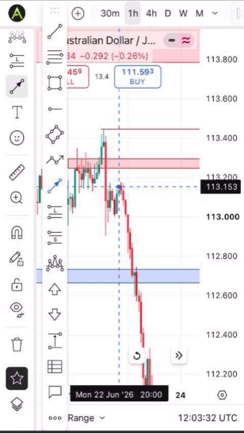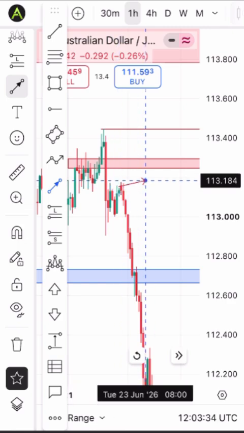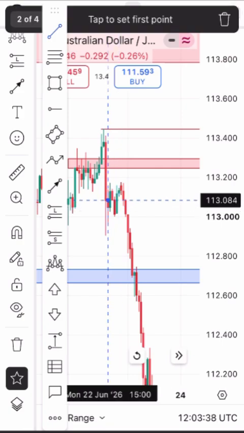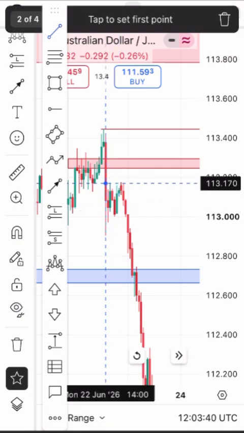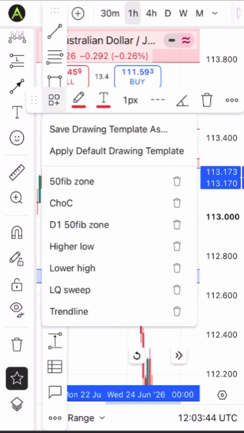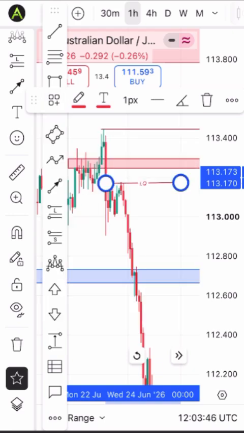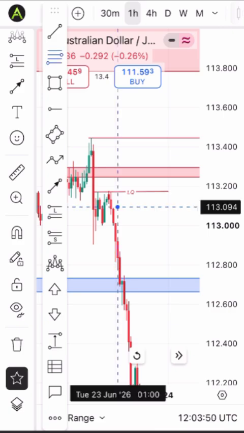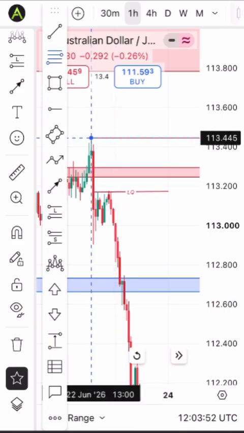Now notice these two right here. This is a liquidity zone, right? Price will come and sweep that liquidity before possibly going down. So let me mark that out and label it as liquidity sweep. Yes, price will come and sweep that high. You see how everything is lining up? Everything is lining up perfectly.